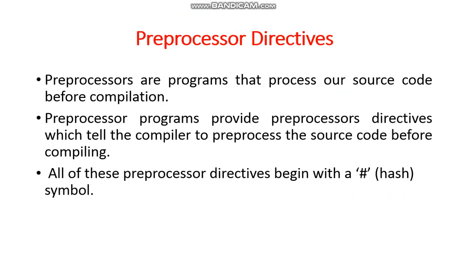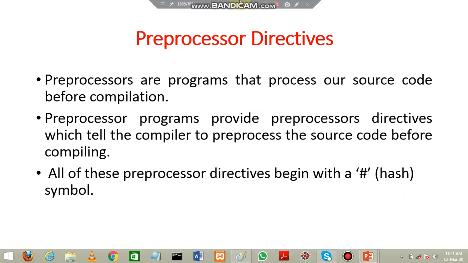Our program may comprise a number of statements. You may have seen that we write #include <stdio.h>, #include <conio.h>, or #include <string.h> at the beginning of every C program. We call them preprocessor directives. These preprocessor directives are processed before compilation.